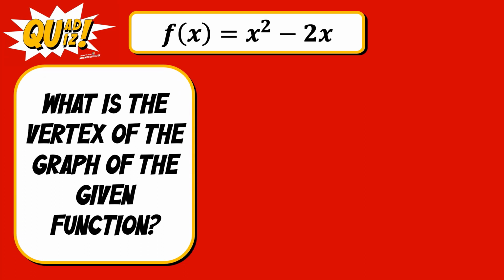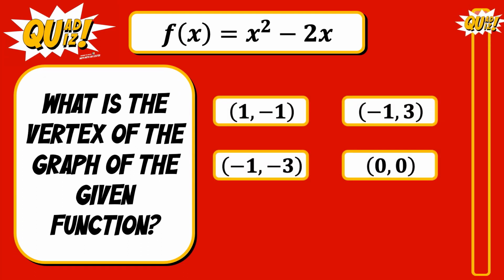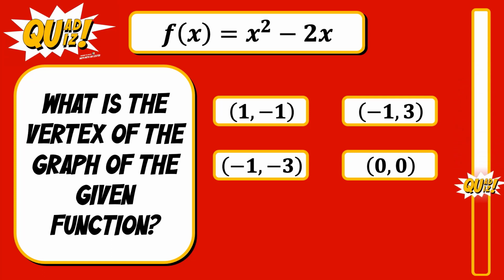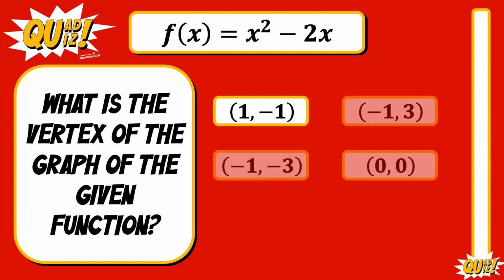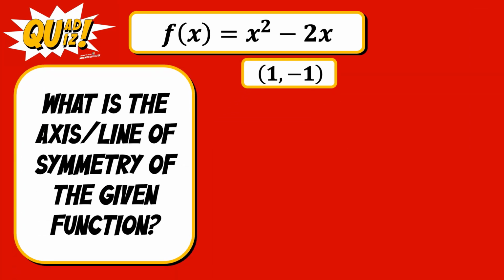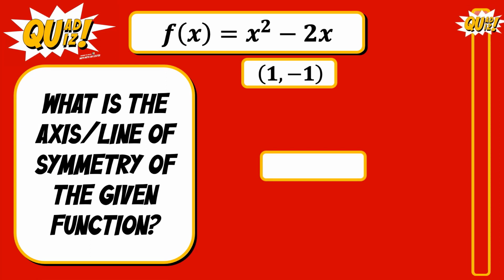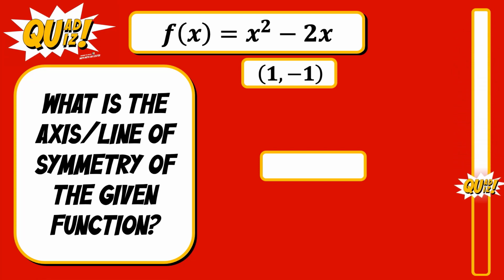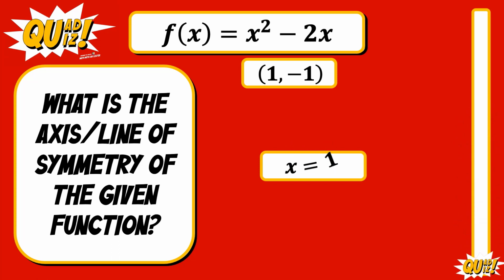Question number 1. What is the vertex of the graph of the given function? The vertex of the graph is at 1 and -1. Next question. What is the axis or the line of symmetry of the graph of the given function? The axis of symmetry is at x equals 1.